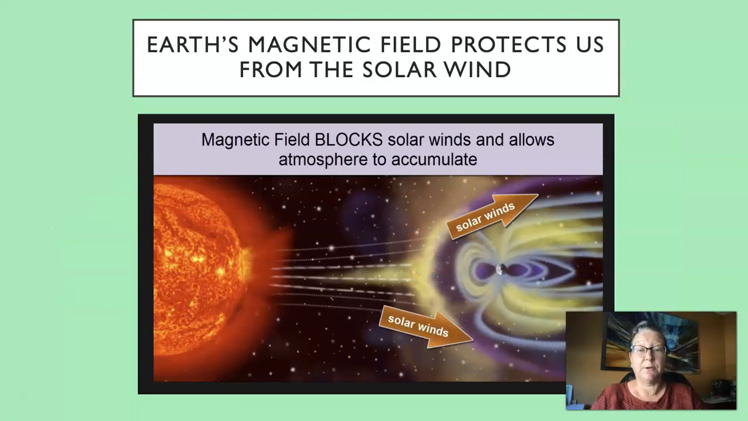And the magnetic field protects us from what's called the solar wind. The solar wind is a stream of charged particles that comes out from the sun in all directions. It isn't really a wind, it's just called a wind.